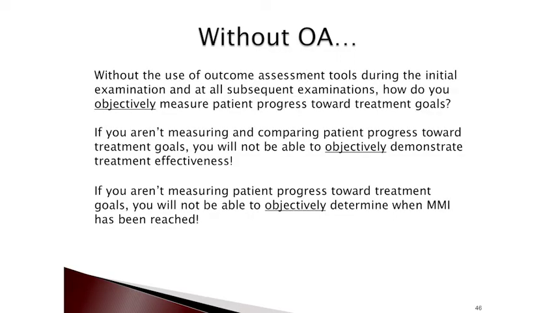All right. Without the use of outcome assessment tools during the initial examination and at all subsequent examinations, how do you objectively measure the patient's progress towards their treatment goals? Okay? If you're not measuring and comparing patient progress towards treatment goals, you're just simply not going to be able to objectively demonstrate treatment effectiveness either. And if you aren't measuring patient progress towards treatment goals, you will not be able to objectively determine when MMI has been reached. Okay? Good.